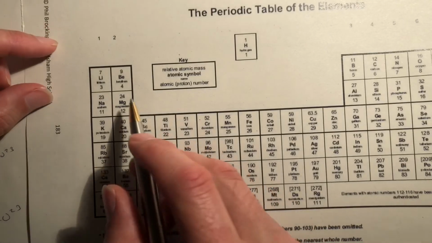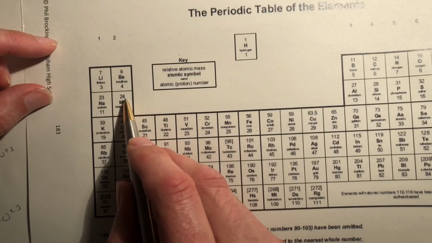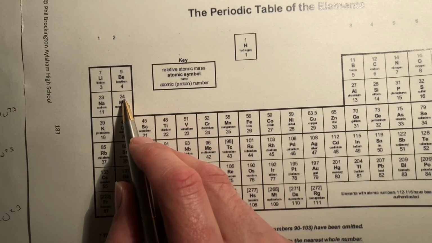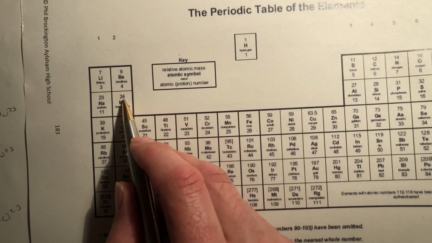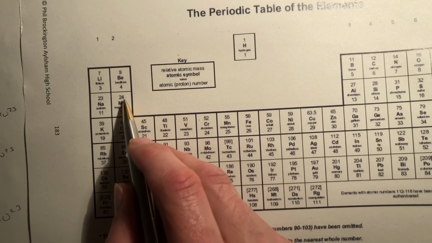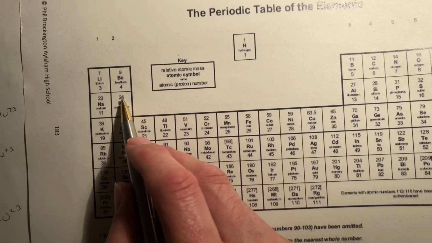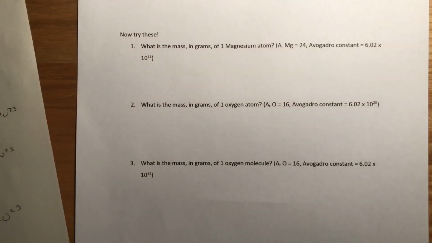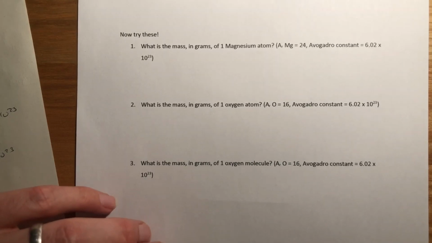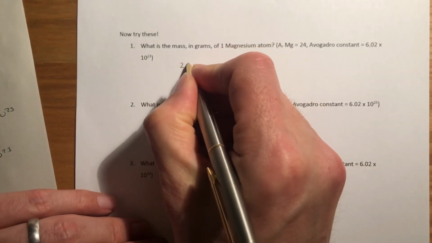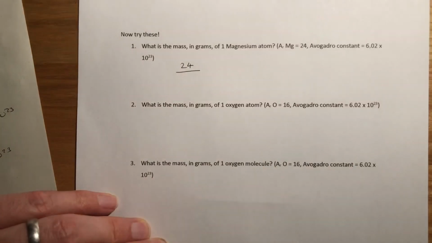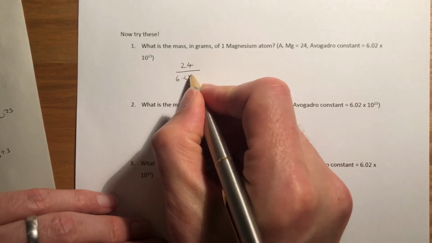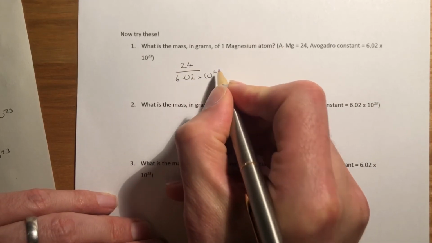Okay, well here's magnesium on the periodic table. It's got an atomic mass of 24. Now what Avogadro said is if you have the mole, 6.02 times 10 to the 23 particles, or atoms of magnesium, that 24 becomes 24 grams exactly. So if we have 6.02 times 10 to the 23 atoms of magnesium, we've got 24 grams. So now we've got some data. 24 is the atomic mass of magnesium. Now if we have 6.02 times 10 to the 23 atoms, we've got 24 grams.